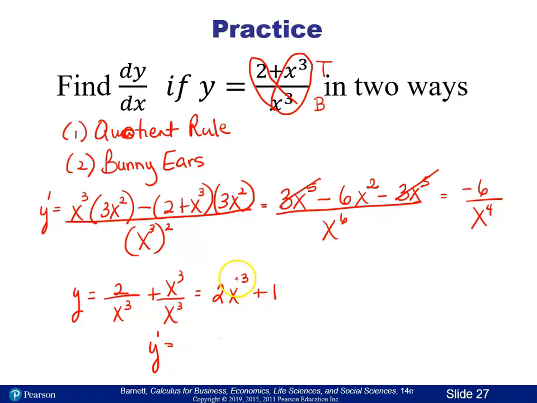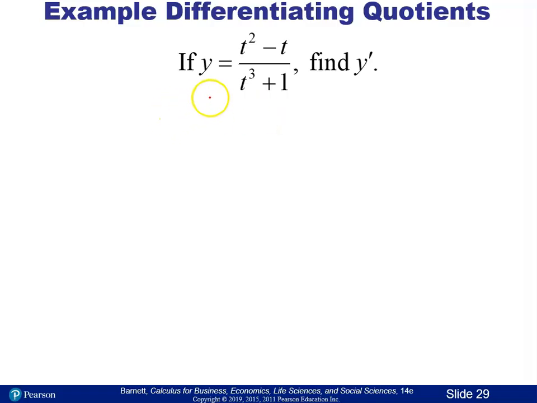Now if we take the derivative, this is going to give me negative 3 times 2, which is negative 6x to the negative 4. The derivative of 1 is 0, so we end up with negative 6 over x to the 4th. So you can see in this particular case, the bunny ears was probably a simpler way to do this than the quotient rule. So generally, if you can rewrite it so that you don't have to use the quotient rule, that's going to be to your advantage. All right, here's one to try.